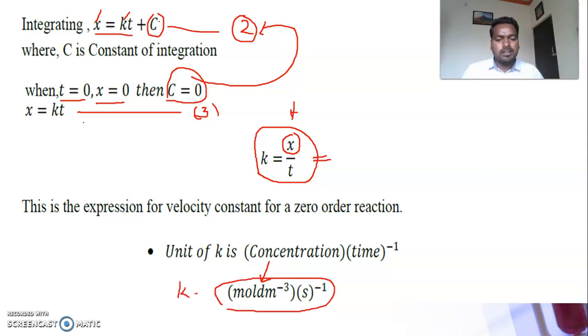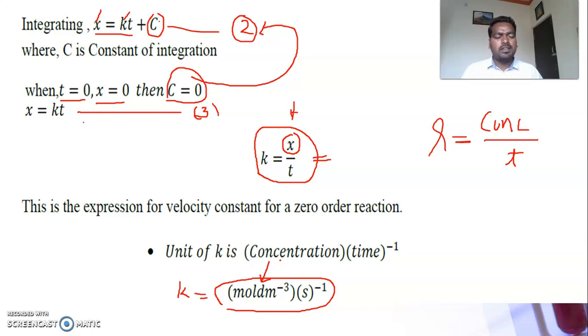This is the SI unit for rate. The SI unit of rate is different from the SI unit of rate constant, because the rate constant varies for every reaction. For a zero order reaction the rate constant unit is different, for first order it is different, for second order it is different. You will come to know that in the next derivation. But rate means the same thing: rate is the change in concentration with respect to time. But the rate constant is changing.